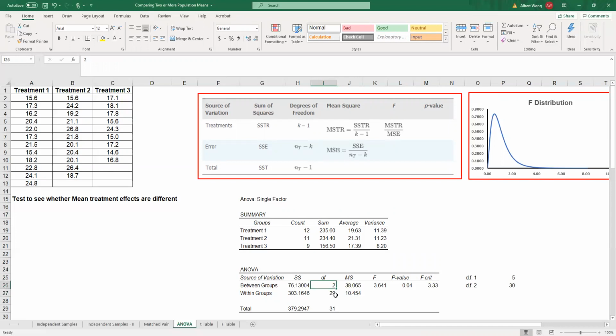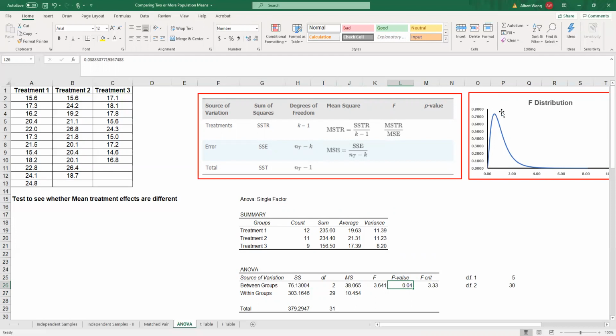Because F is a ratio, this is the numerator and this is the denominator. So the degrees of freedom are called the numerator degree of freedom and the denominator degree of freedom. So F has 2 degrees of freedom. One is the numerator, 2. The other one is the denominator, which is 29. Okay, and this is how you find the p-value, right? And of course, you can use an Excel function to do it.